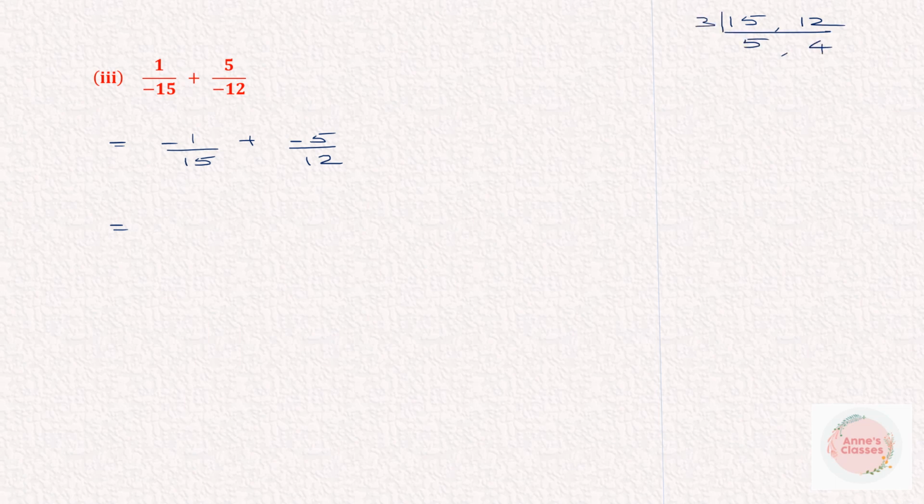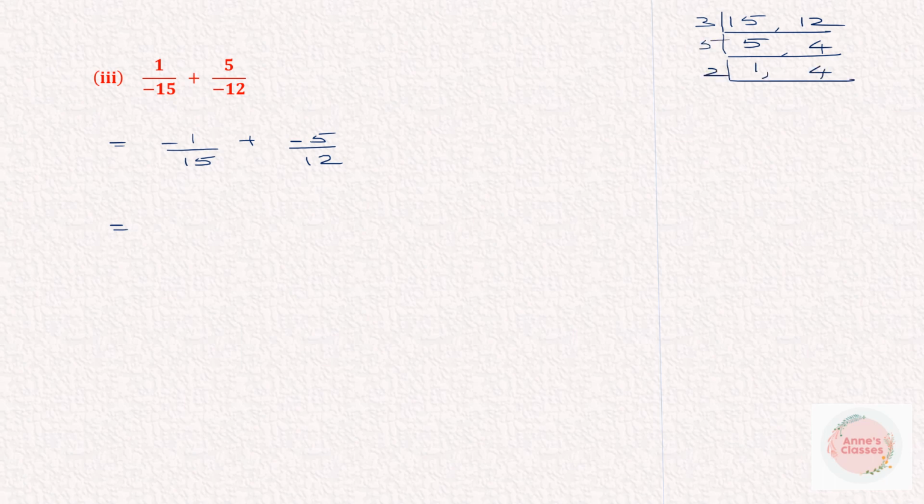Question 3, 1 by minus 15. So we're going to transfer the minus sign, minus 1 by 15 plus transfer the minus sign, minus 5 by 12. So denominators are different. Let's find the LCM of 15 and 12. So let's begin with 3. 3 5s are 15, 3 4s are 12. Now let's move to 5. 5 1s are 5. Bring down 4.